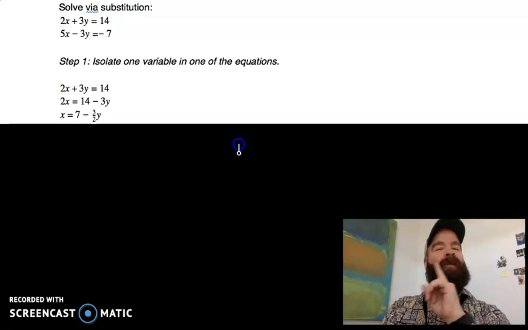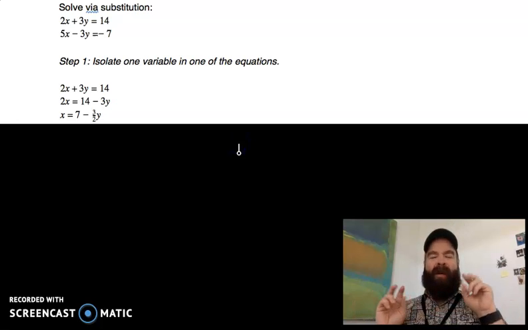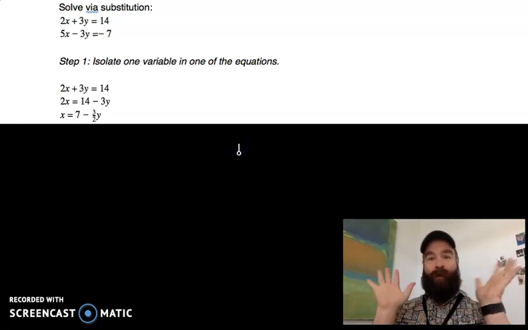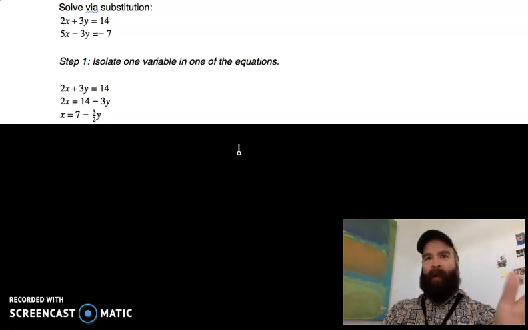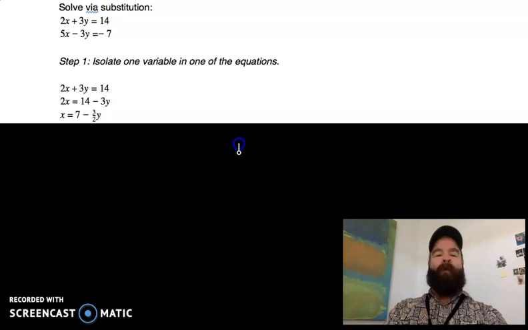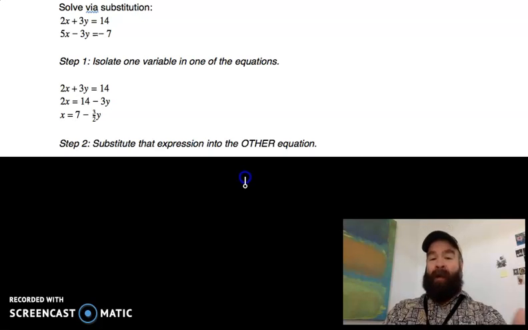Now, it's really important that you use the other equation. If you use the same one, you're going to get what's called a tautology. It's something that's true all the time, and you'll get super confused. You'll get 0 equals 0 every time, or 6 equals 6. So make sure you plug it into the other equation.